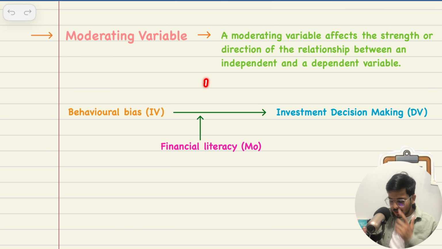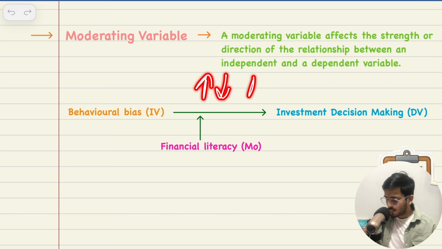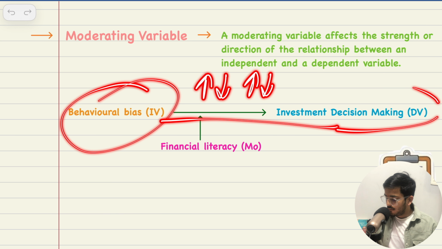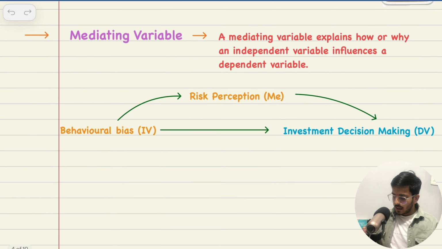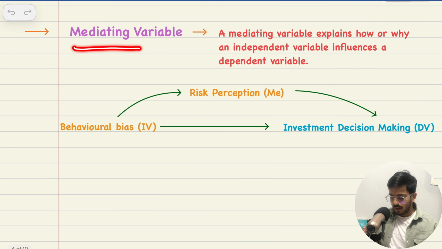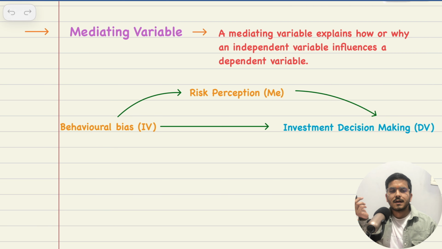It either will increase or decrease, improve or reduce the impact of behavioral bias on investment decision making. So this was our moderating variable. Okay, now we have the mediating variable. These two intervening variables, either moderating or mediating, look similar, but they perform different kinds of work.